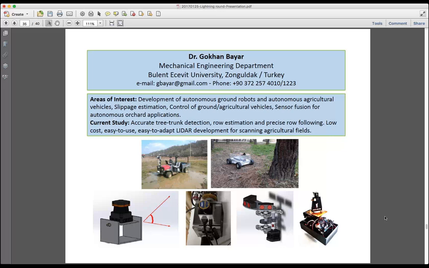And currently, my research team has been working on conducting accurate tree trunk detection and row estimation and precise row following in agricultural applications. Also, we have been trying to develop some LiDAR systems which are low cost, easy to use, and easy to adapt for scanning agricultural fields.